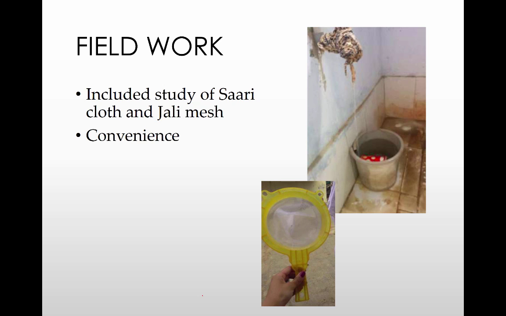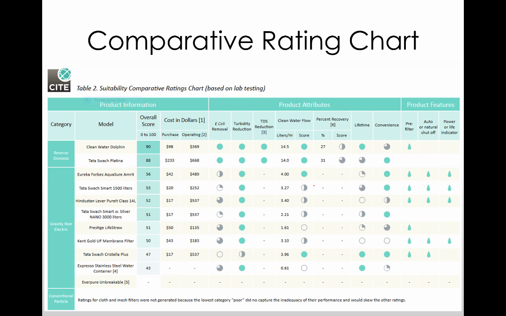Now we also did field work, and in our field work we studied 2 more options that I haven't listed so far. There's sari cloth. Here you see a piece of sari cloth wrapped around an outlet spigot, which is draining into a bucket. That is something that we observed quite frequently, so we wanted to make an assessment of that. And then there was jolly mesh, this item that looks like a colander here, and since we saw that in wide use, we decided to evaluate that as well, and we did field work on convenience.